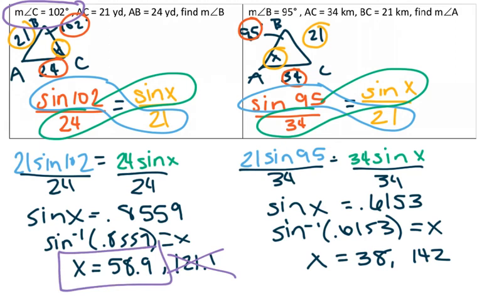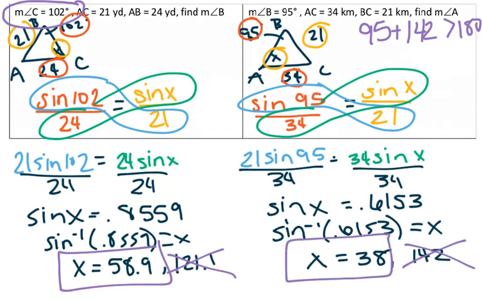So when you look at the next one, remember that in triangles, all three angles have to add to give you 180. I know that 95 is definitely one angle. And if my other angle was 142, that sum is greater than 180. So the other angle wouldn't even be able to exist. So 142 doesn't work. So 38 is the only answer.